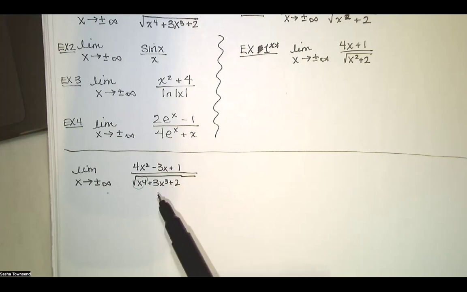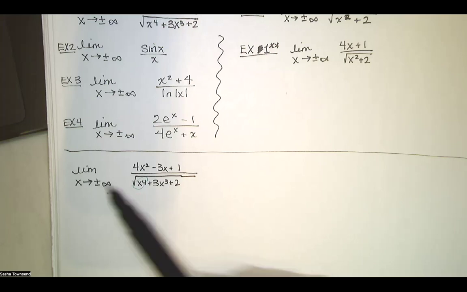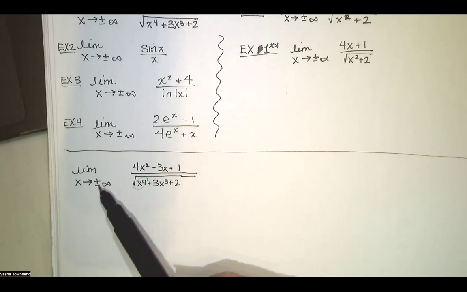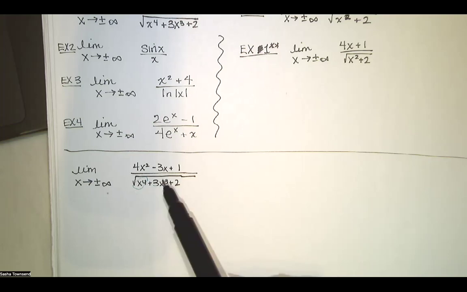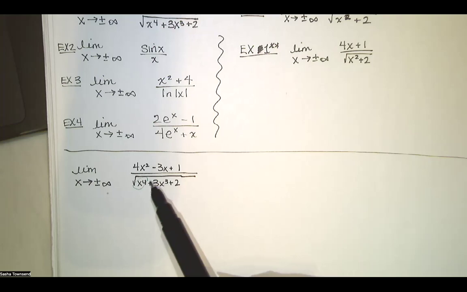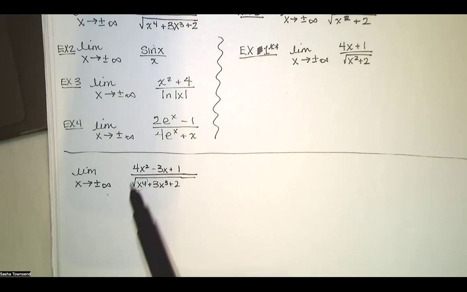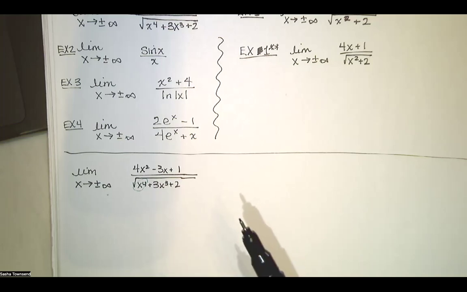This x to the 4th dominates over the x cubed as x gets very, very large, either large and positive or large and negative. If I have 1,000,000 and I raise it to the 4th power, it's a very, very large positive number. And if I take negative 1,000,000 and raise it to the 4th power, those negatives cancel in pairs, so we end up with a positive number. So this is going to dominate as x gets really large. We would expect a result that looks something like 4x squared divided by the square root of x to the 4th. The square root of x to the 4th is x squared, so I would expect the limit to be 4.